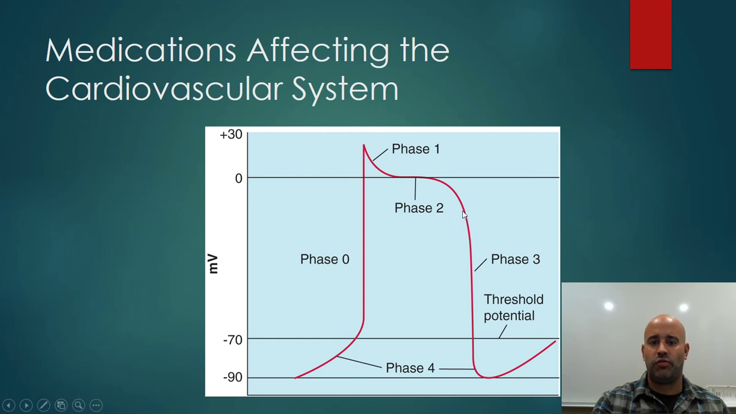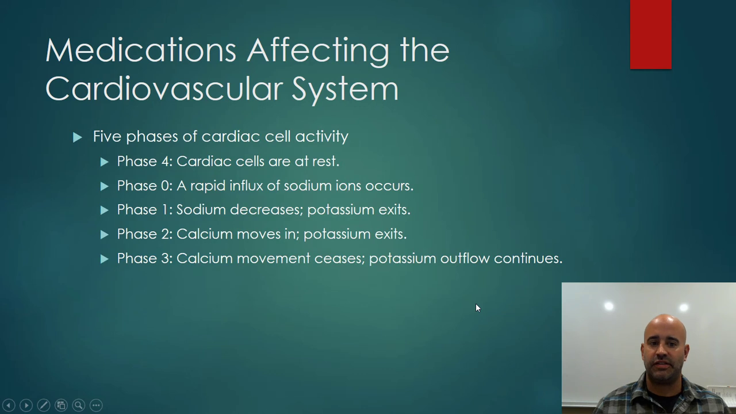Phase 3 is when those ions start to reset, okay? And then the potassium outflow continues, and then eventually at the very end of phase 3, beginning of phase 4, everything gets reset, all right? And that process continues over and over and over, 60 to 100 times a minute.